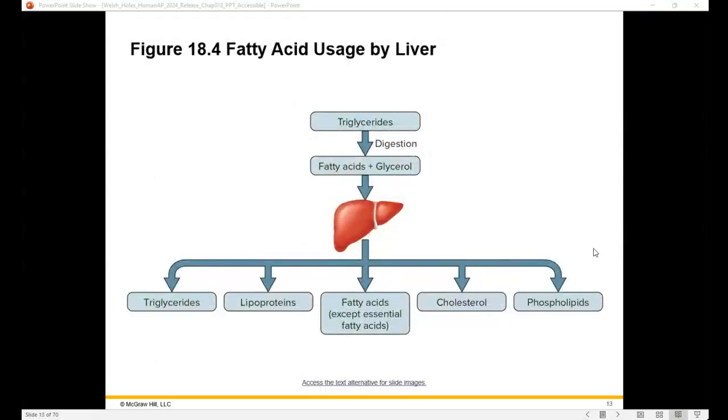This figure shows you fatty acid usage by the liver. And as you can see, again, the liver can convert fatty acids and glycerol to different compounds, depending on what you need.